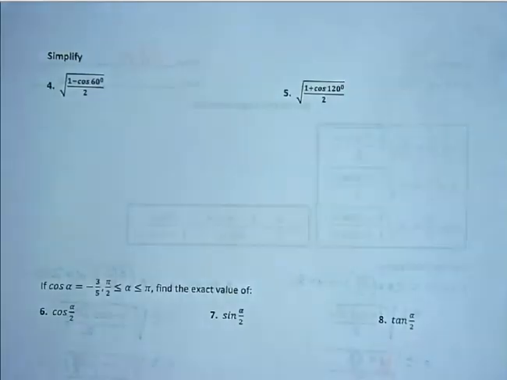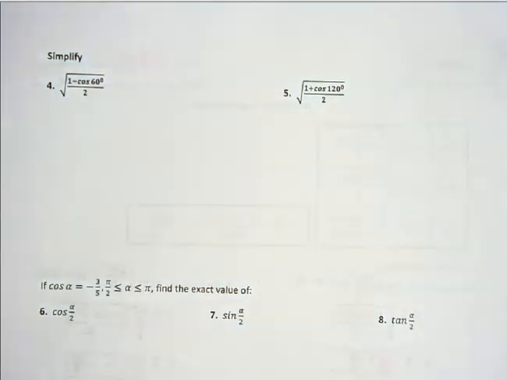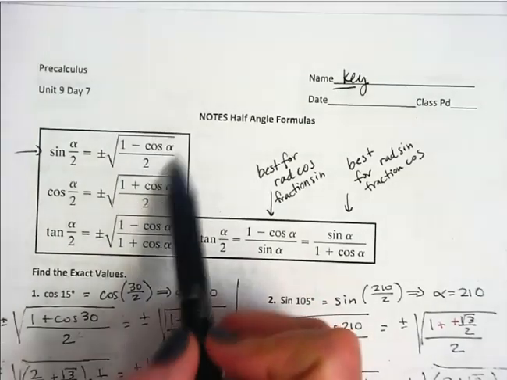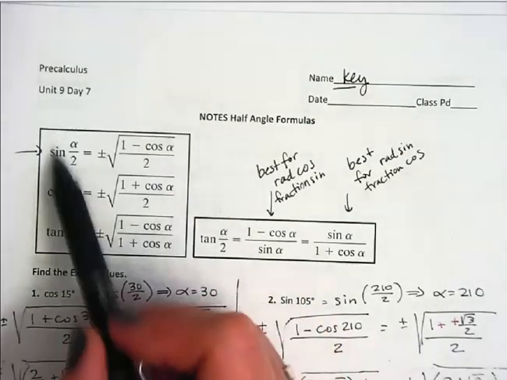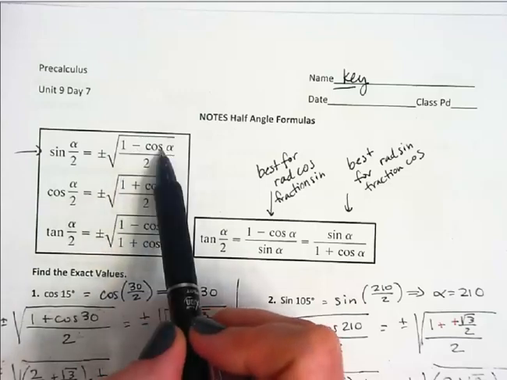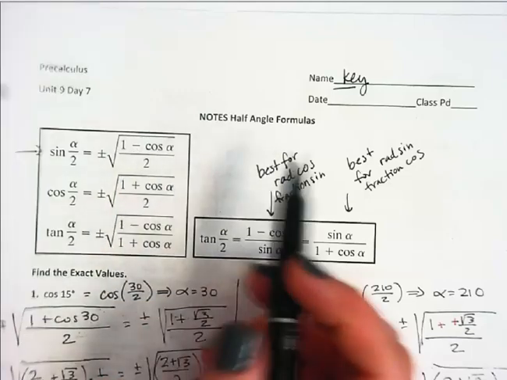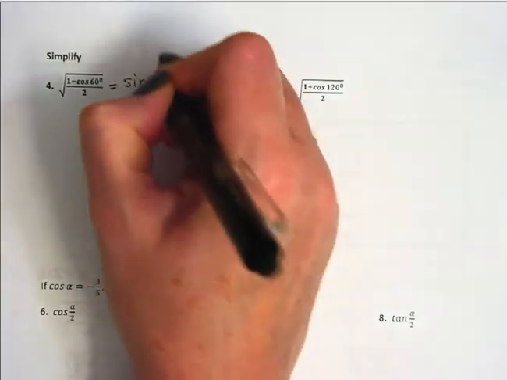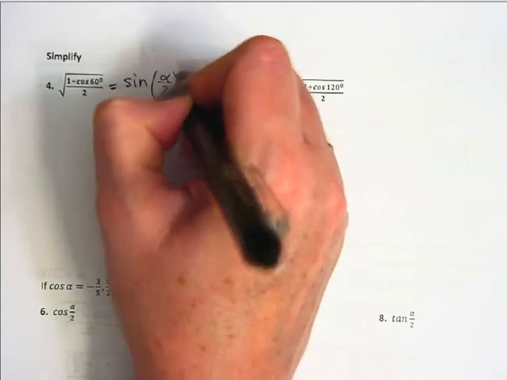Now on the back, we have two different sections. On this first section, we're working the formulas backwards. So we're looking at what we're given. I have radical 1 minus cosine over 2. So I'm going to come over here, and I realize that that is the formula for sine, 1 minus cosine over 2. So I know that this was using the sine formula for some alpha over 2.